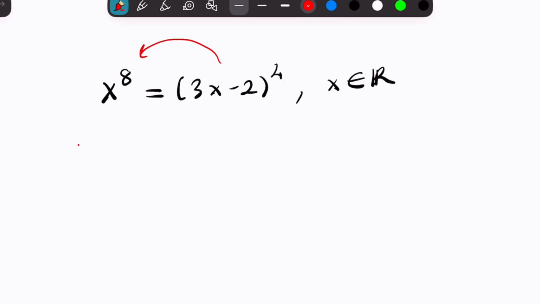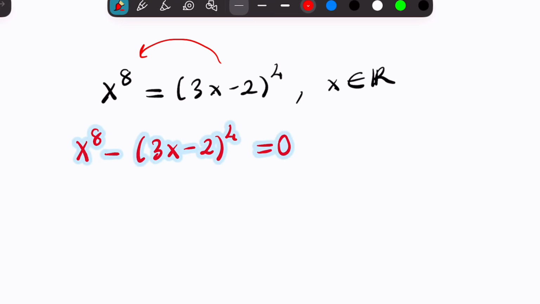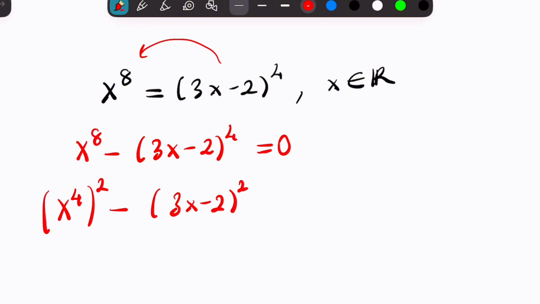x to the 8th power minus (3x minus 2) to the 4th power is equal to 0. We got the equation. The question becomes easier by taking advantage of some identities. We can change it to get to the solution. In this case, our equation is (x to the 4th) squared minus ((3x minus 2) to the 4th) squared is equal to 0.